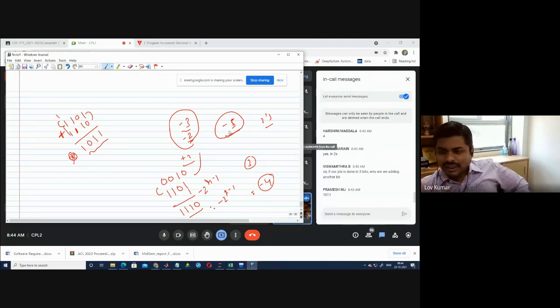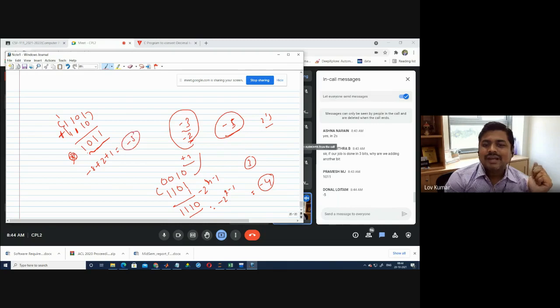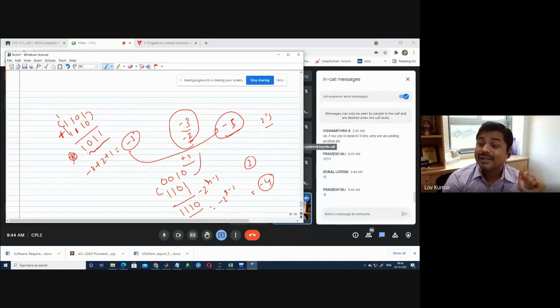Now we will also see what value we get if we take 3 bits. Can you tell me what is the decimal number of 1011? It is -8 plus 2 plus 1. What value are we getting? -5. That is the same. Can we say that here the normal addition will also work?